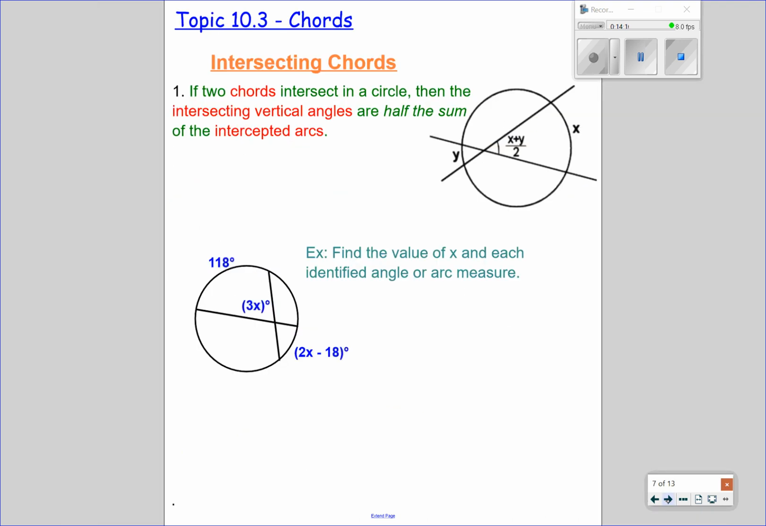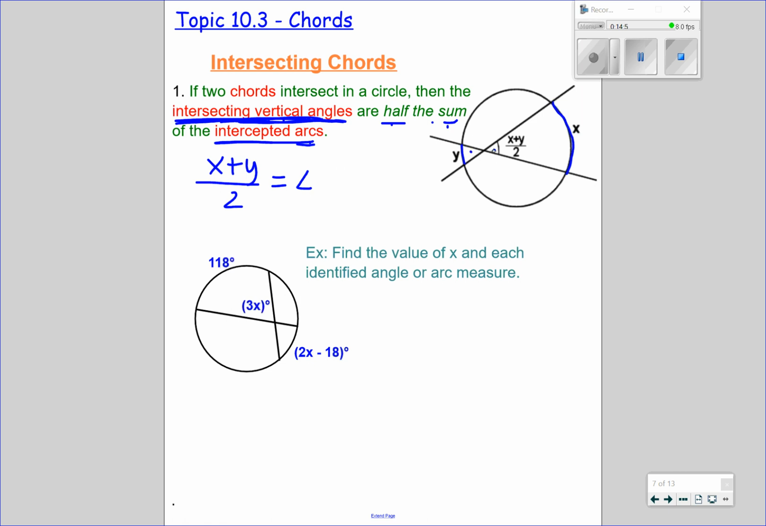All right, moving on. Let's talk about intersecting chords. So there's two big ideas with intersecting chords. This is the first. If you have two chords that intersect in a circle, the intersecting vertical angles, so the angles that are at that point of intersection, are actually half the sum of the intercepted arcs. That's kind of a lot to digest, but let's look here. So we have intercepted arc y, intercepted arc x. Half the sum, so that means if I took x plus y and then cut it in half, I should get some sort of angle. And the angles I'm talking about are these two right here.